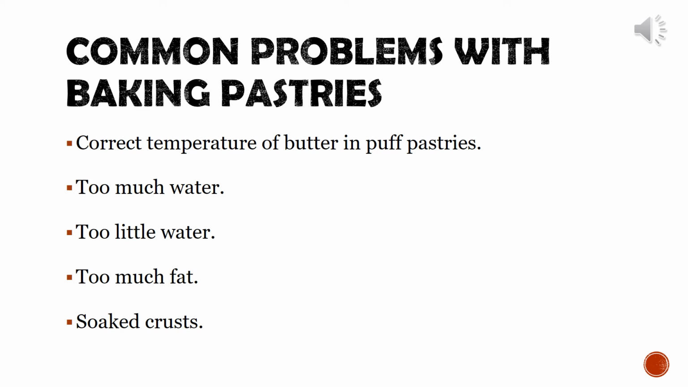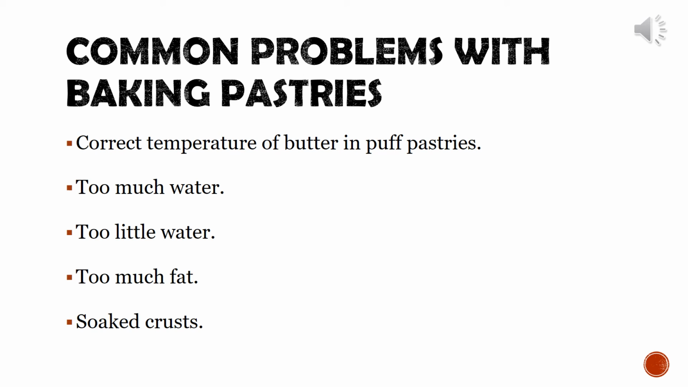Too much water is going to promote more gluten development. Remember, we just want enough water to barely form that dough, and too much gluten development is going to decrease tenderness. Too little water is going to create a dry dough that is excessively crumbly, because the gluten strands have not effectively developed with one another.